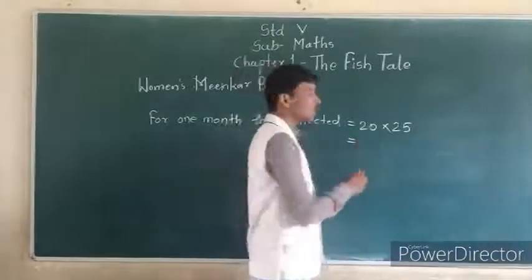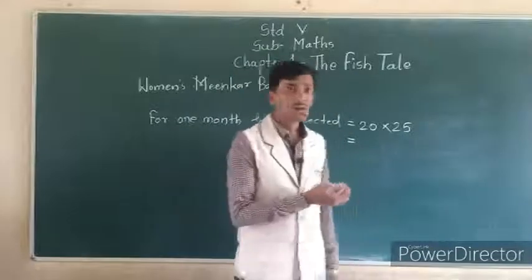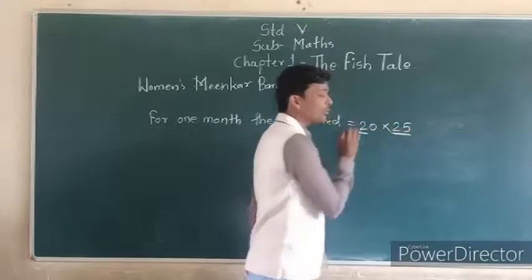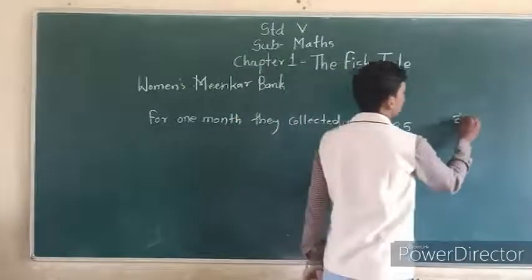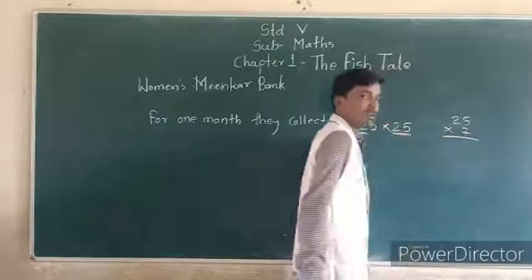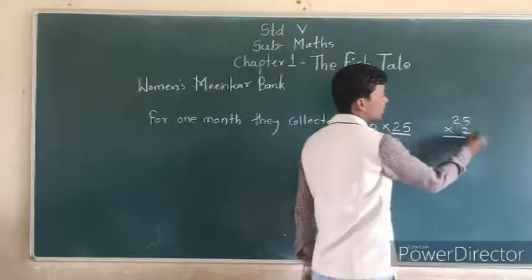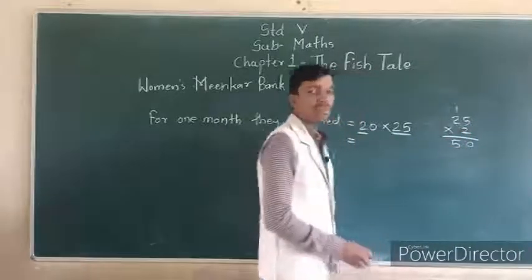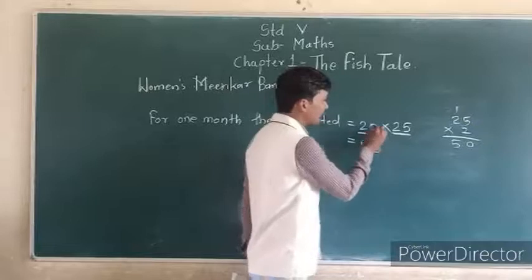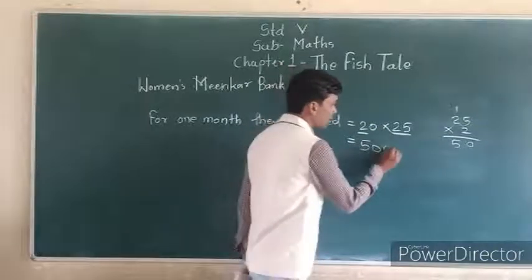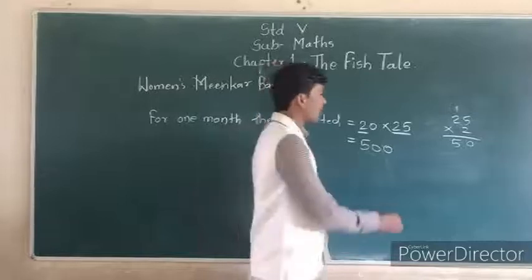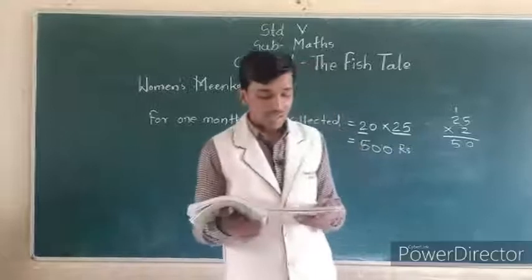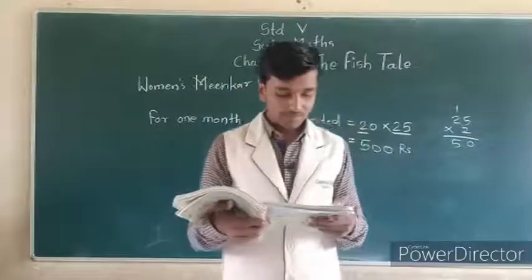How to find this answer? We can find this orally. See this. Multiply only these two numbers, 25 and 2. Okay, 25 multiplied by 2. See, 2 5s are 10, write here 0, 1 carry, 2 2s are 4, 4 plus 1, 5. Means your answer is 50. Okay, and this 0 is remaining, so write this 0 here. Means 500 rupees. Okay, so the answer of that first question is 500 rupees.